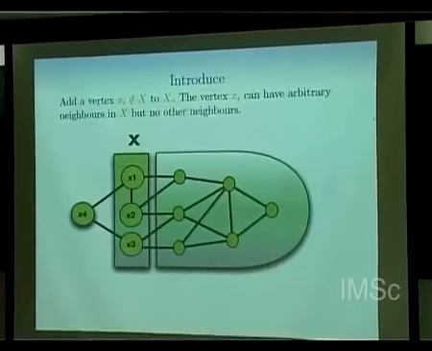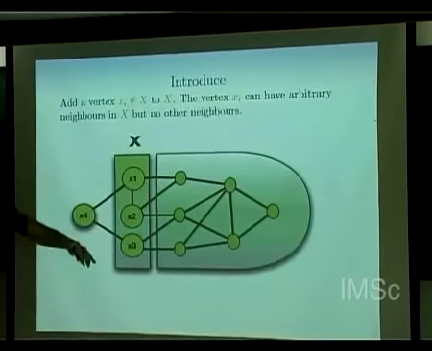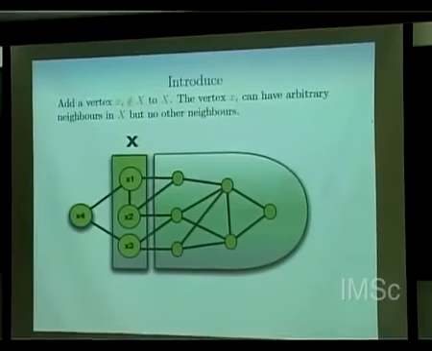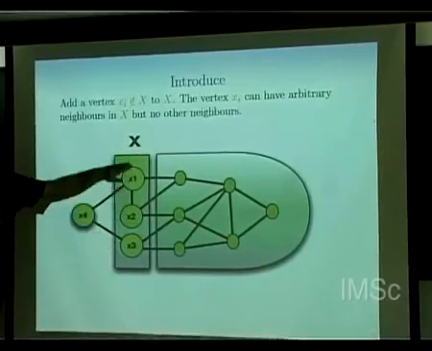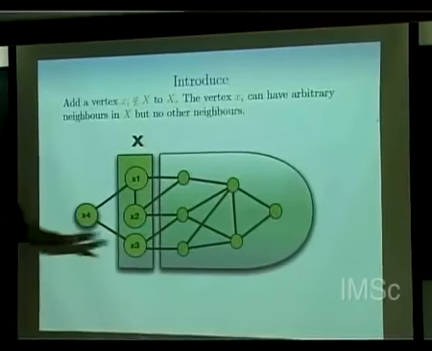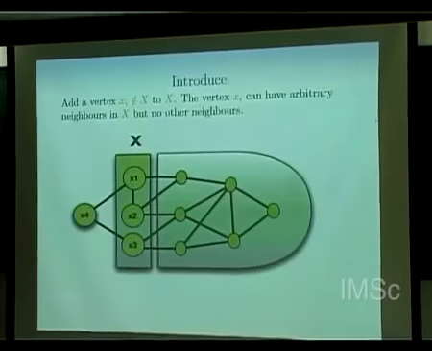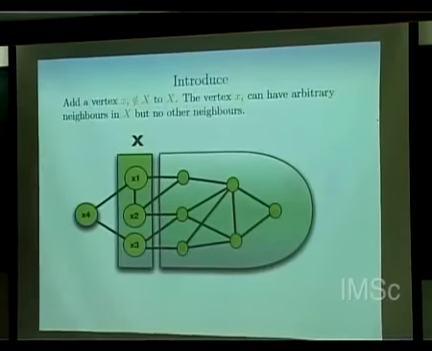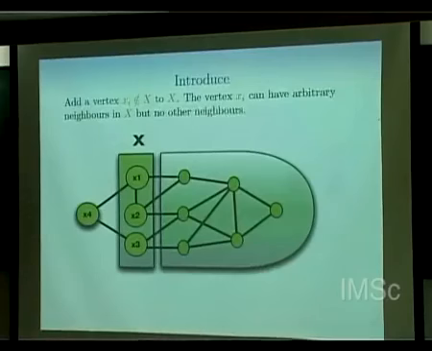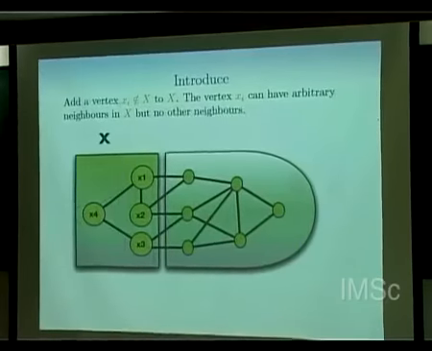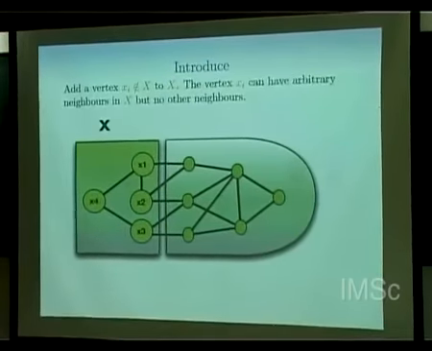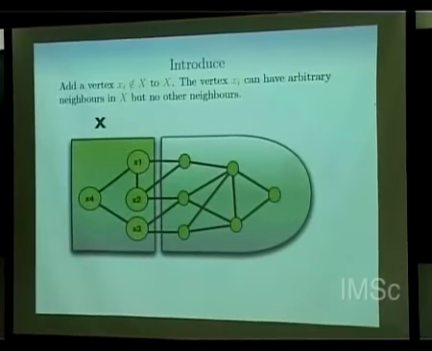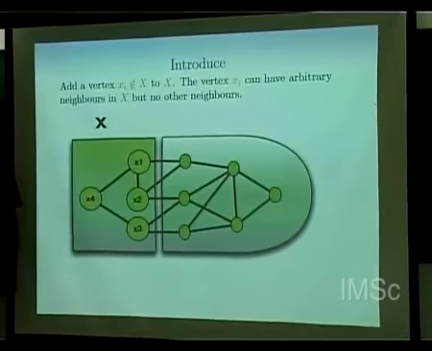So we add a vertex xi not in x to this boundary, and the vertex xi can have arbitrary neighbors in x. He can have any neighbors here, but he will not have any neighbors here, okay? So a new vertex can be introduced on the x side. I have made some new vertex. For example, now my new x has become the one which also consists of x4, right?